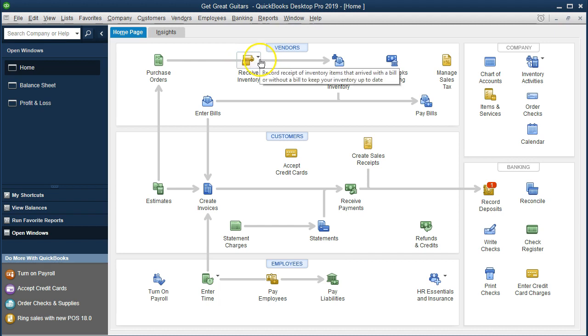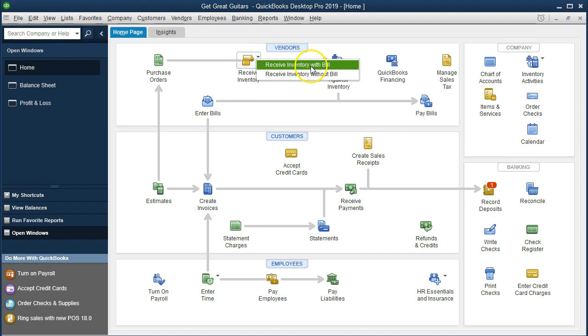And then we've got the receive inventory. So then we're going to get the inventory, receive inventory with a bill. Once we get the inventory, we're going to have it and the bill related to it. And the bill is going to be similar to this bill down here. It's just going to be a bill for inventory items now. It will be tracking inventory items.